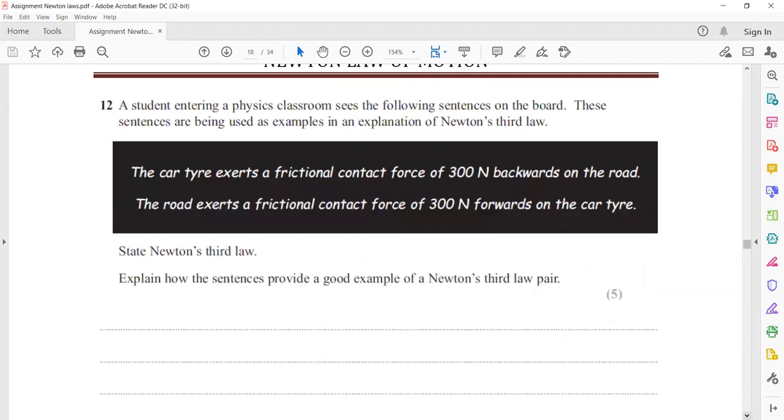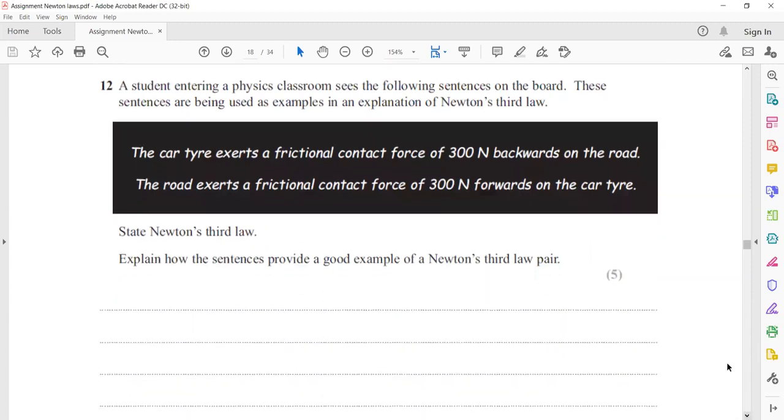In question 12 on page 18, a student entering a physics classroom sees the following sentence on the board. These sentences are being used as an example in explanation of Newton's third law. The car tire exerts a frictional force, a contact force, of 300 Newton backward. The road exerts a contact force of 300 Newton forward on the car. State Newton's third law and explain how the sentence provides a good example of Newton's third law pair force, and you can see the weightage, it's 5 marks.